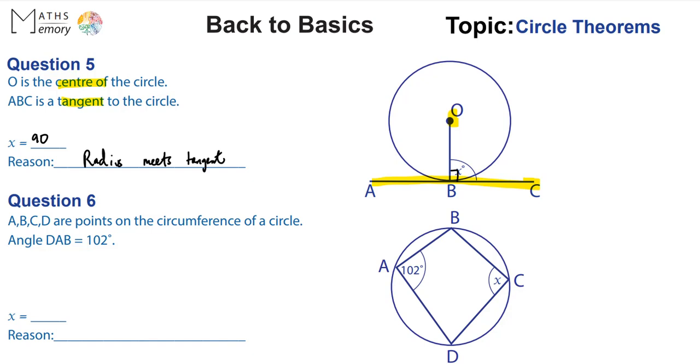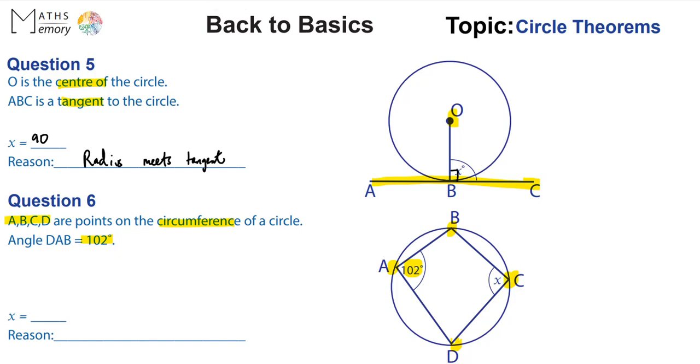Question 6. So any key features from here? Let's have a look. Now we have, let's say ABCD are points on the circumference of a circle. DAB is 102. Circumference, what do we know about 4 points? Specifically 4 points on any circumference, they form a cyclic quadrilateral.